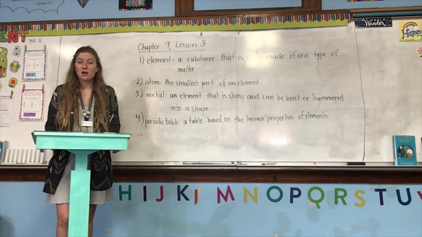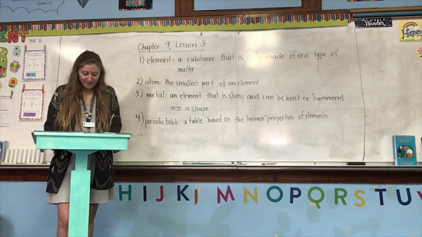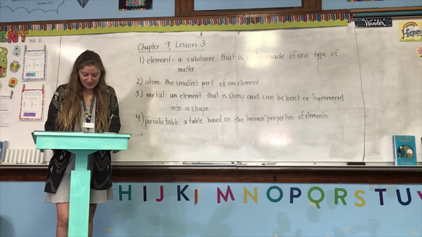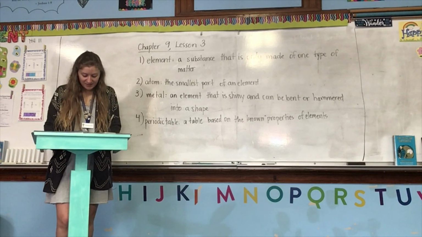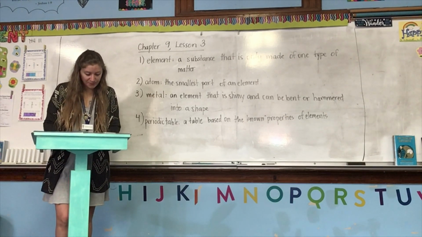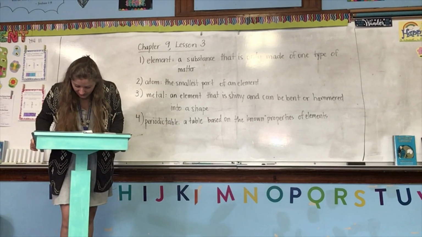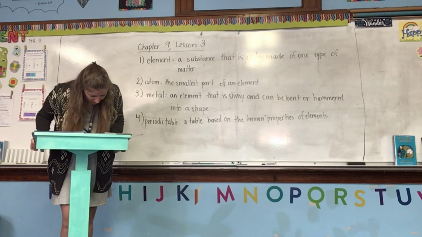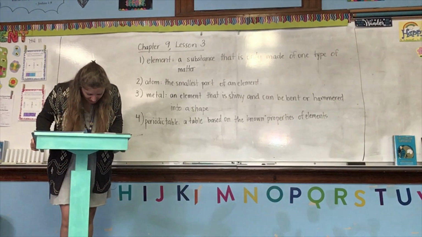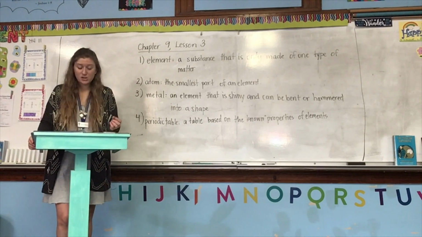The rows of the table are called periods. Remember, rows are the side to side. They also group similar elements. Iron, cobalt, and nickel are magnetic. They are next to each other on the table. So let's find iron, cobalt, and nickel. They should be in the same row. And that means everything else in that row with them is also magnetic.